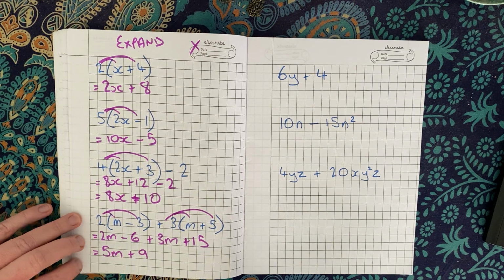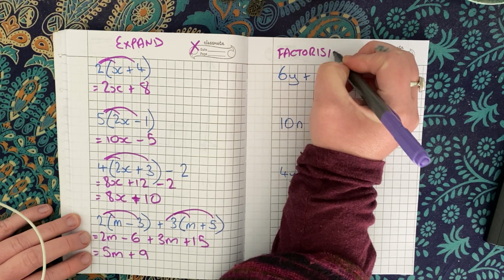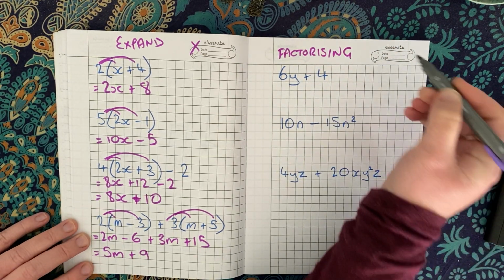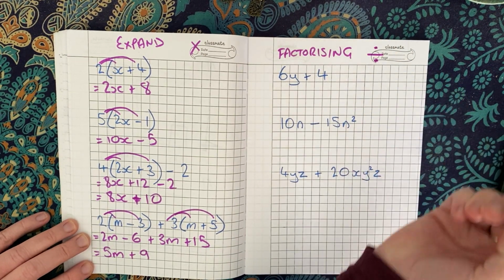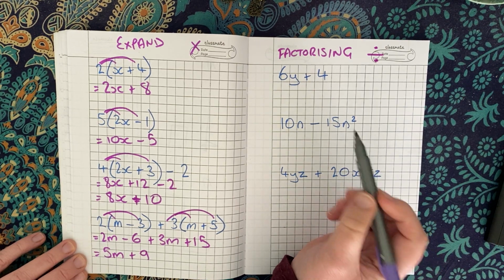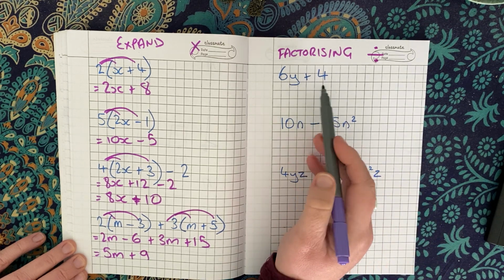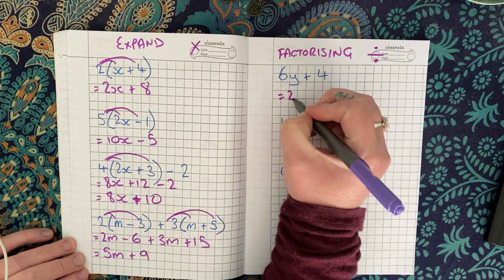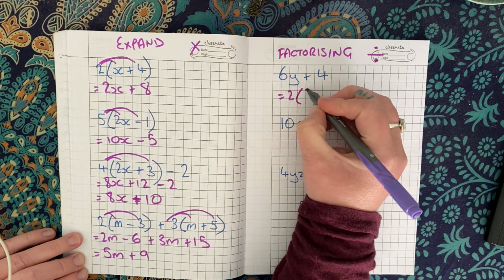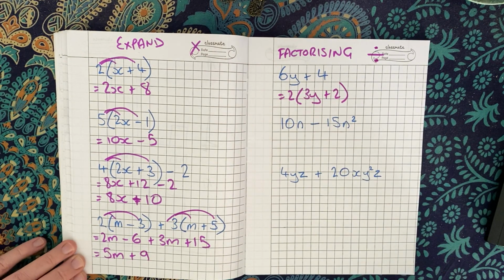So then factorising is the opposite of this, right? It's actually about division. So what I'm going to do is put in brackets instead of take them away. So I'm going to have a look at these terms and say, what do they both have in common? Well, I know that I can divide them both by 2. So if I divide 6y by 2, I get 3y. And if I divide 4 by 2, I get 2.